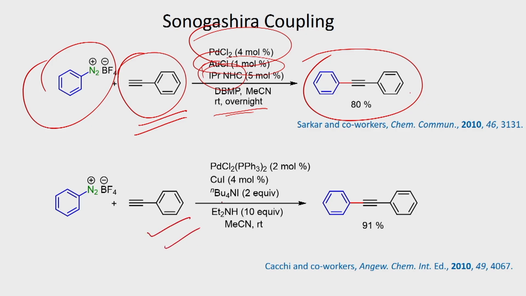Another example shown here, similar to this, palladium 2 chloride has been used in the presence of copper iodide and tetrabutylammonium iodide and diethylamine. At room temperature you can make the substituted alkyne as the product.